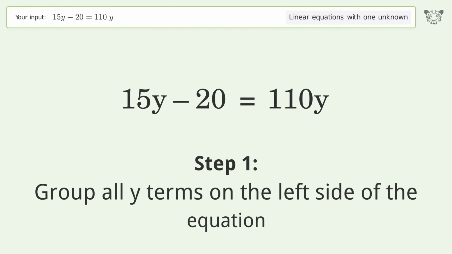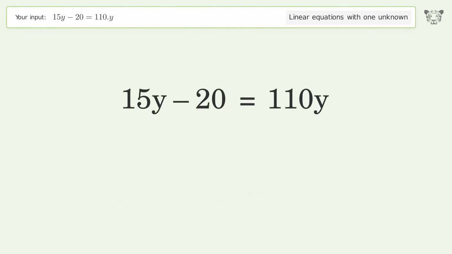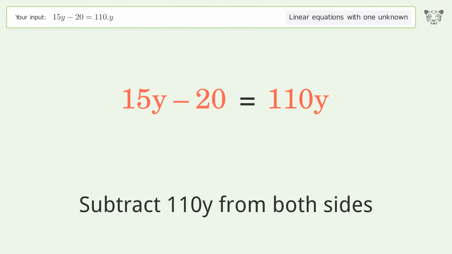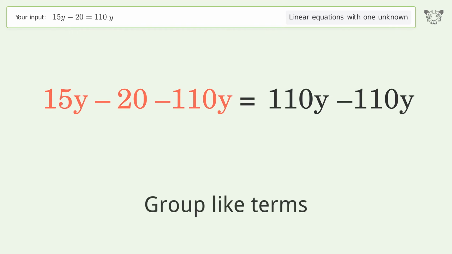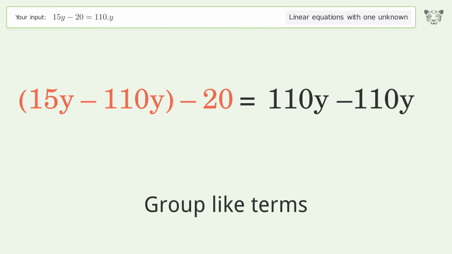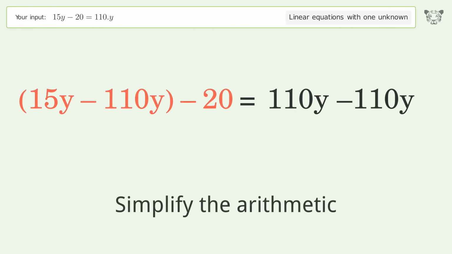Group all y terms on the left side of the equation. Subtract 110y from both sides. Group like terms. Simplify the arithmetic.